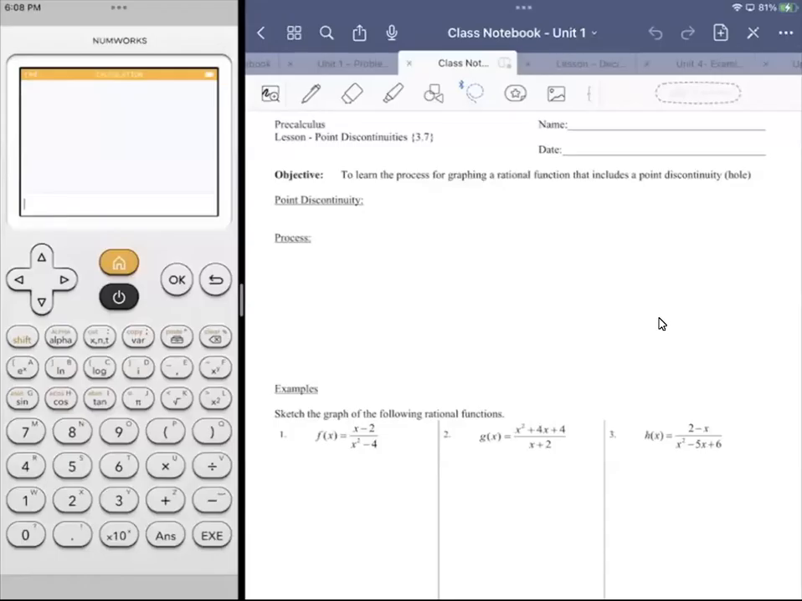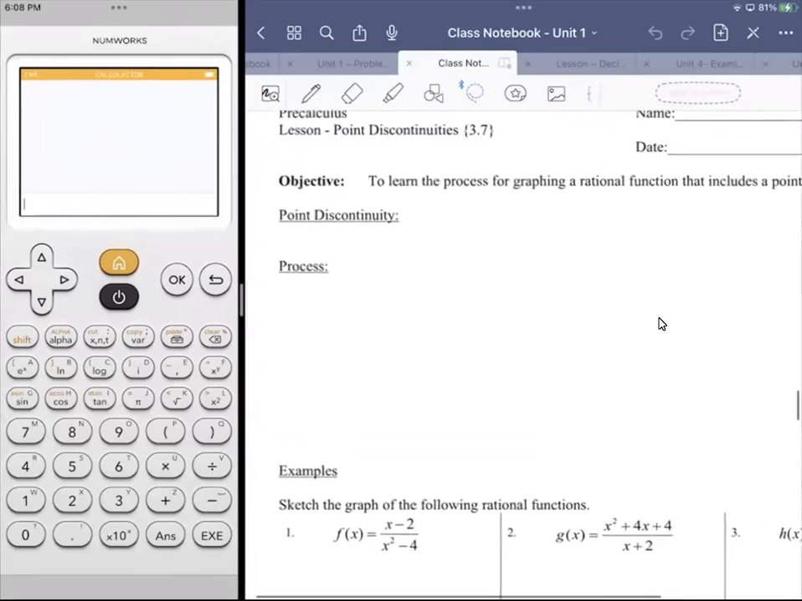So we're going to learn about point discontinuities. We touched on them last class, but we didn't really go into too much depth, right? So now we're going to go a little bit further. A point discontinuity, just to formally address this, is a hole in the graph.